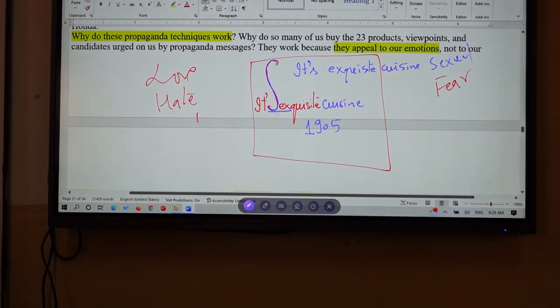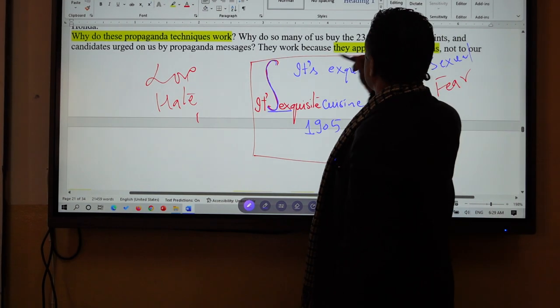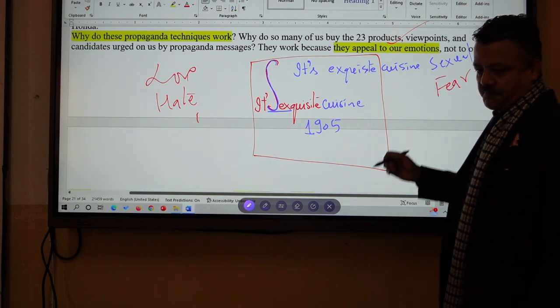Romeo and Juliet is the best example of two emotions in the same play: love and hate. Romeo and Juliet love each other like anything, but their families hate each other like anything. They belong to rival families, but they fall in love, right? So love and hate. As they say, advertisers use emotions to appeal to us.